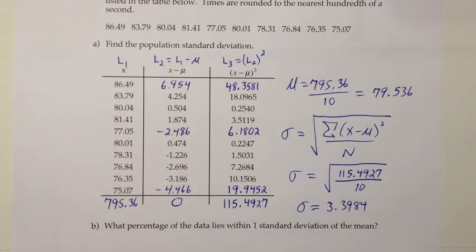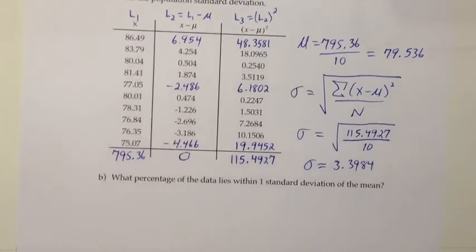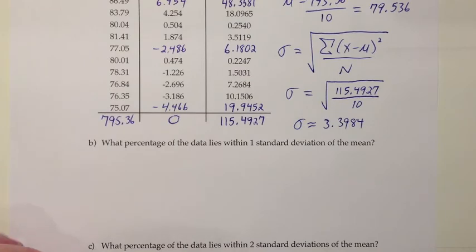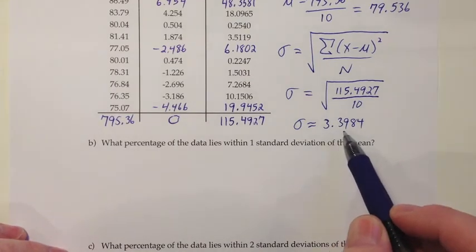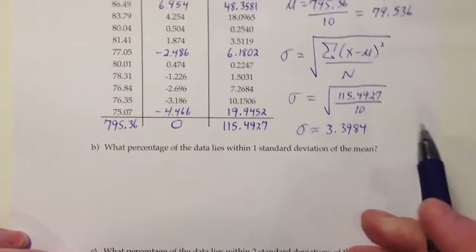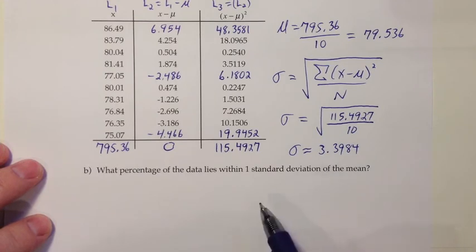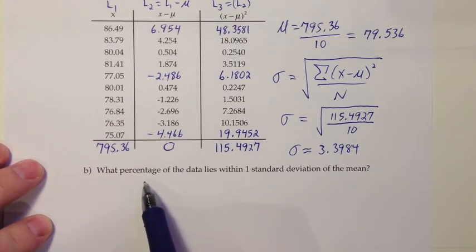Alright, they have a couple follow-up questions for us here, so let's go ahead and take a look at those. The first one, what percentage of the data lies within one standard deviation of the mean? So the standard deviation is 3.3984. If we have any data values that were within that distance of the mean, we want to count them up and then turn it into a percentage.